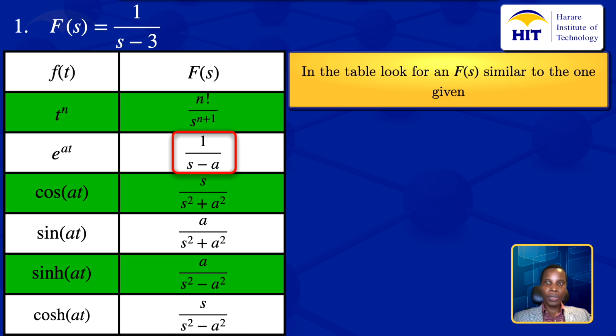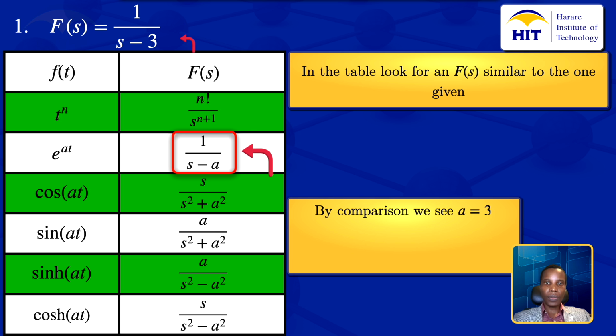By comparison of this F(s) and this one here, we see that our a is equal to 3. So if a equals 3, we substitute a = 3 into the column for the f(t) here, so that we get our f(t) equals e to the power 3t. So that's our solution there. We can write that our f(t) is equal to e^(3t).